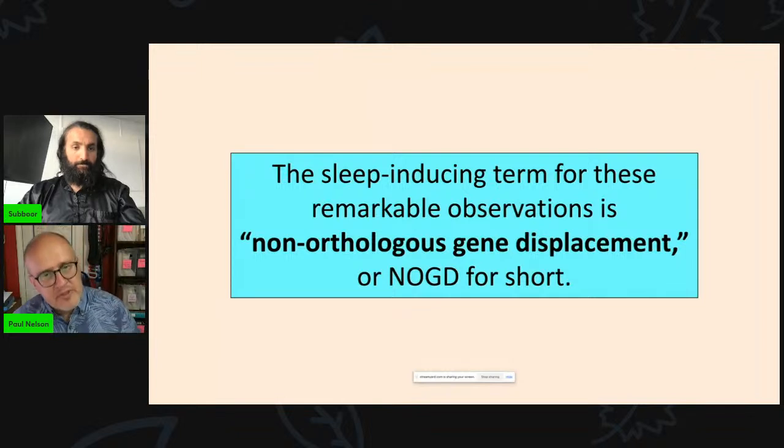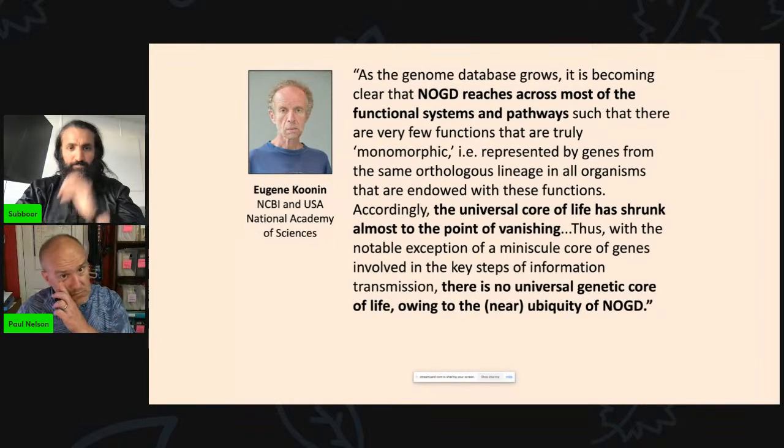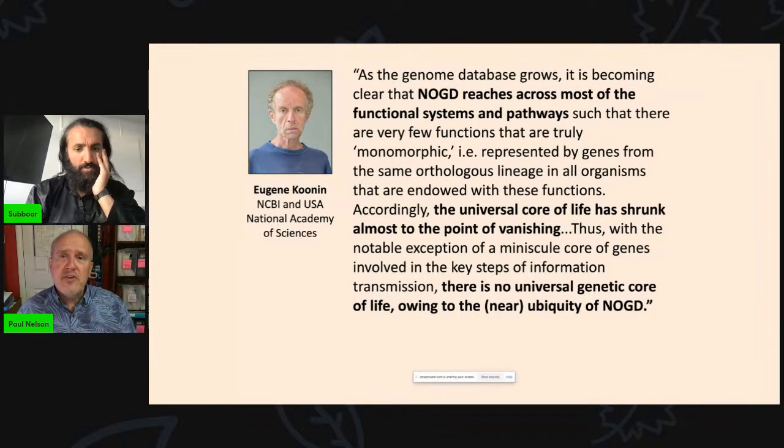Now, there's a term in the literature for this pattern. It's called non-orthologous gene displacement. I'll sell you that term as a sleeping aid, all right? NOGD for short. But Eugene Koonin, the NCBI, the National Academy, looks at this and he says this pattern, where key hardware is not shared, extends across most of the functional systems and pathways in terrestrial life. As a consequence, the universal core of life has shrunk almost to the point of vanishing.